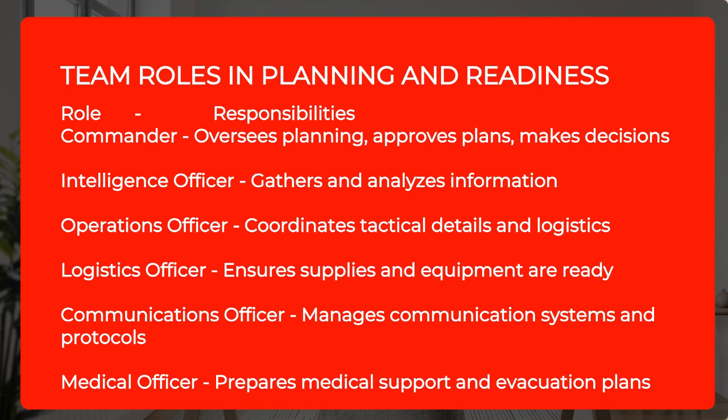Team roles in planning and readiness. Role, responsibilities. Commander: oversees planning, approves plans, makes decisions. Intelligence officer: gathers and analyzes information. Operations officer: coordinates tactical details and logistics.